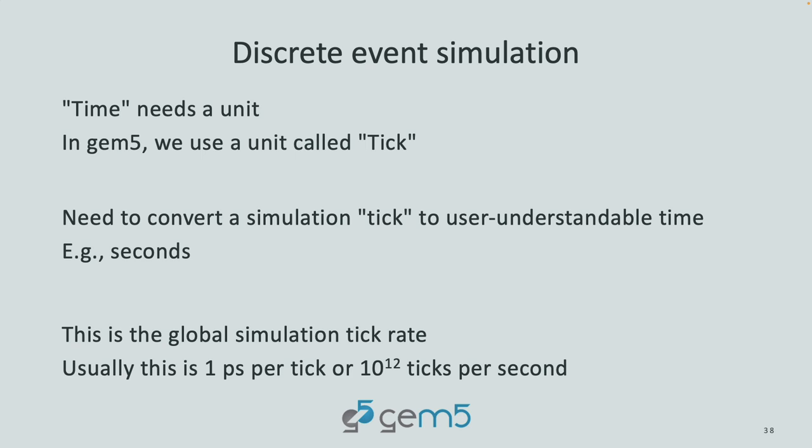This is a slide I've quite explained quite time. Time needs a unit. In gem5, it's called a tick. I don't know if we could have called it anything else. I think tick just confuses people because tick is an overloaded term. This is a global rate, the global simulation tick rate. As I said, that's one picosecond. Is everyone understanding ticks? Cool.